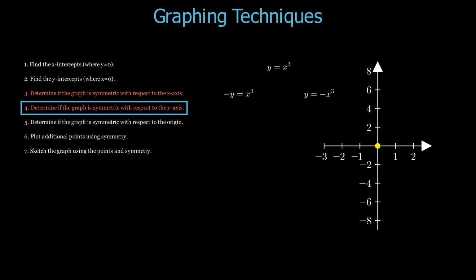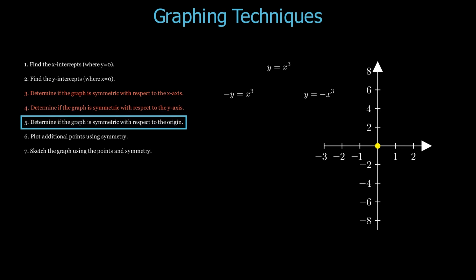Similarly, we will determine if the graph is symmetric with respect to the origin. To do this, we replace x and y with negative x and negative y respectively in the equation and check if the equation remains the same. This time the equation is the same, so the graph is symmetric with respect to the origin.